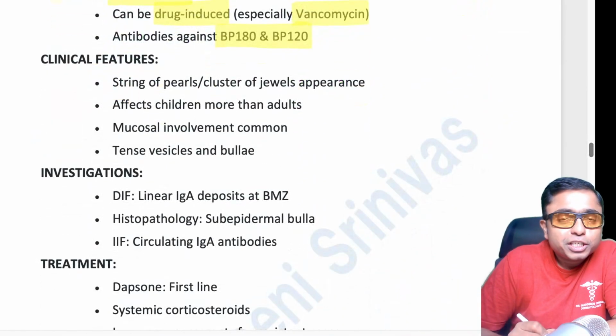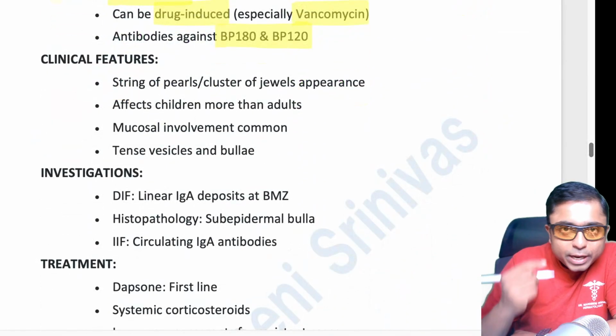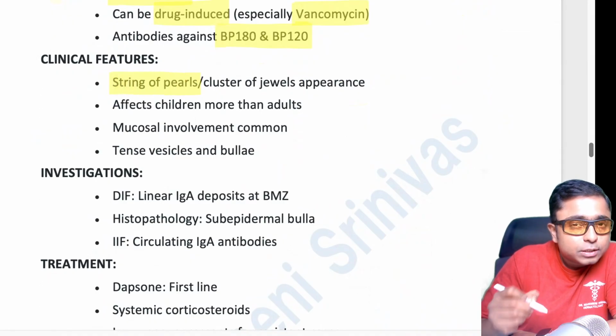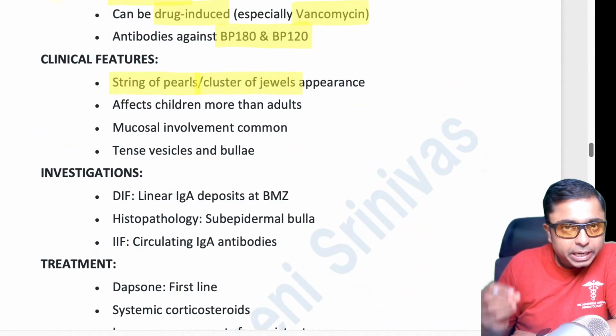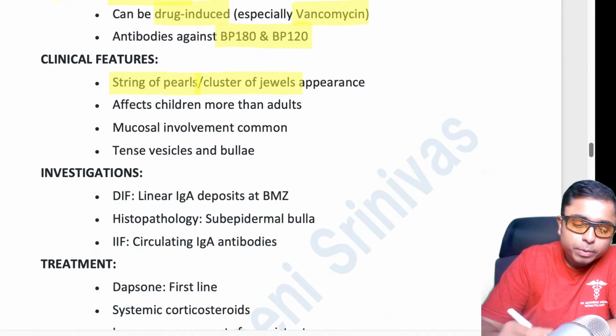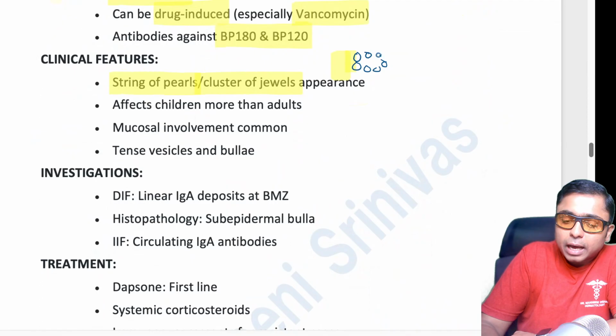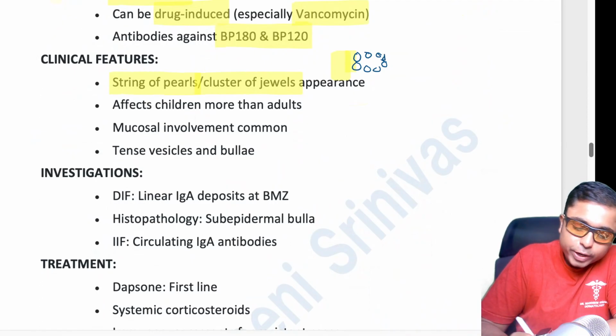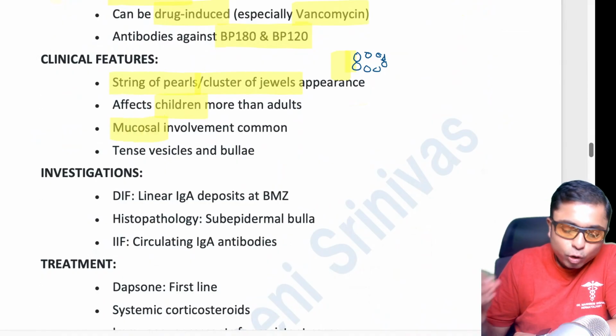So very characteristic clinical features, we are going to see periorificial string of pearls or cluster of jewels or crown of jewels appearance, where the vesicles are going to be present forming a rim around the annular lesions, and children are more commonly affected. Mucosal involvement can be commonly seen.